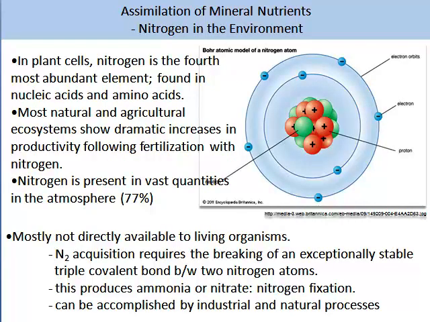In plant cells, nitrogen is the fourth most abundant element, reflecting its importance. It is found in nucleic acids and amino acids. Most natural and agricultural ecosystems show dramatic increases in productivity following fertilization with nitrogen. Nitrogen is present in vast quantities in the atmosphere, approximately 77%, but mostly not directly available to living organisms.